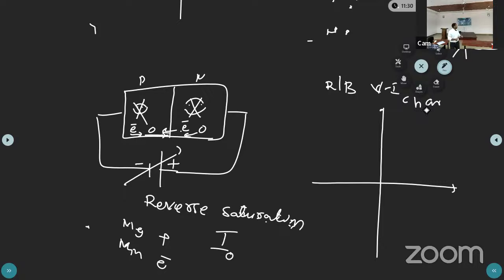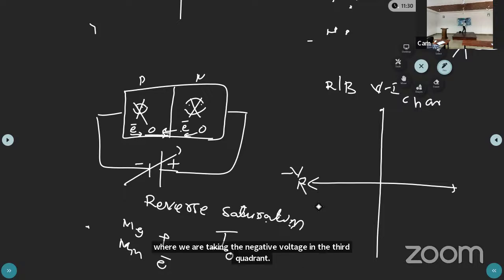Right? Okay, now here if you are changing the battery direction, that will give the negative voltage. So where are you taking the negative voltage? In the third quadrant. Reverse voltage, and here that gives the reverse current.